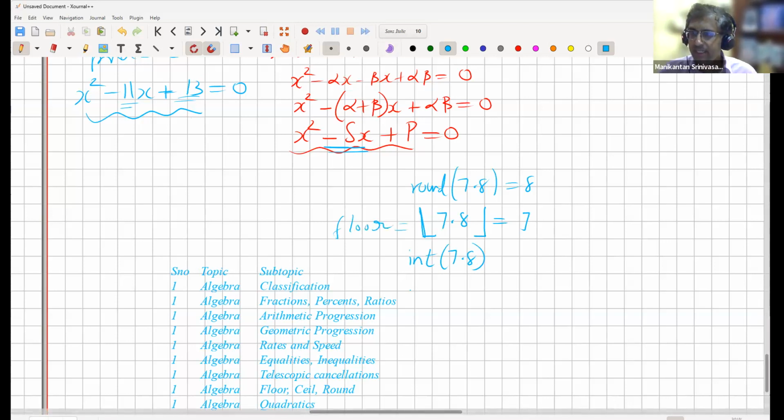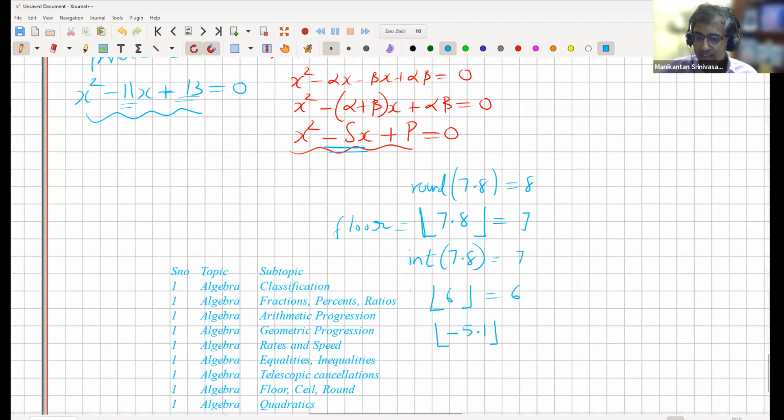Okay, so if it's an integer, then you just keep that integer as it is. If it's a non-integer, you go down till you hit an integer. So int of 7.8 is 7. Whereas int of 6 is just 6. Whereas suppose I have int of minus 5.1, it's minus 6, because minus 5.1 is not an integer. You go down till you hit the next integer, which is minus 6.